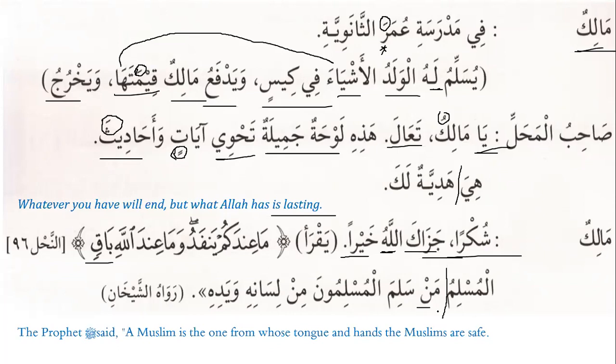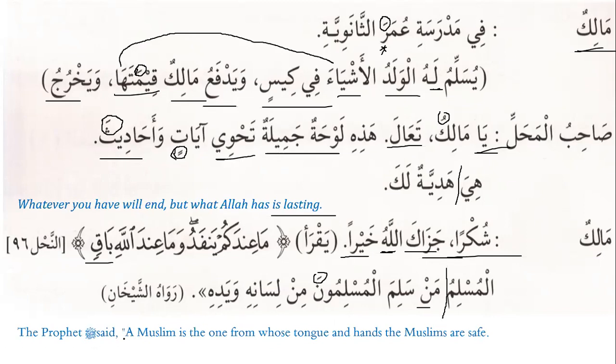So we have learned that asma al-mawsula, like alladhi, alladhina, allati, are isma al-mawsula. Ma and man are also asma al-mawsula. So man means alladhi, salima, he was safe. Who was safe? Al-muslimuna. Salim al-muslimuna, that the Muslims are safe min lisanihi, from his tongue, wa yadihi, and his hands.